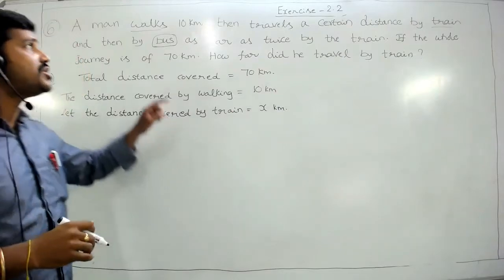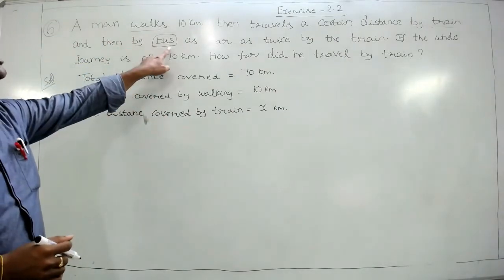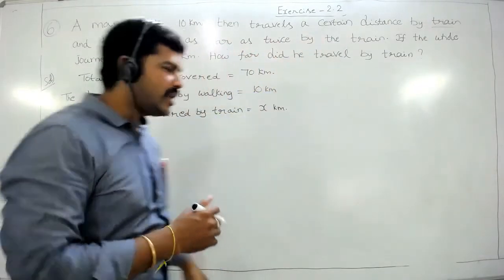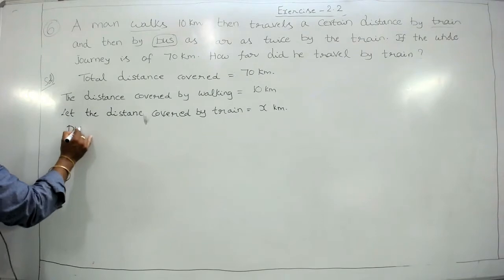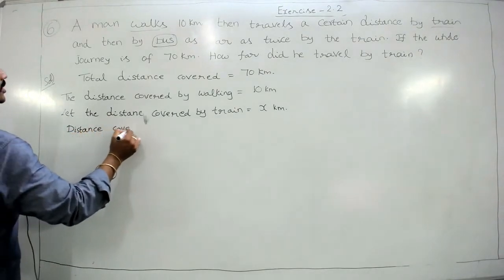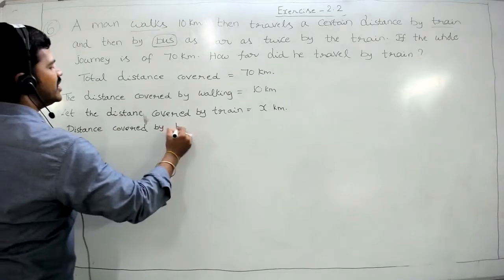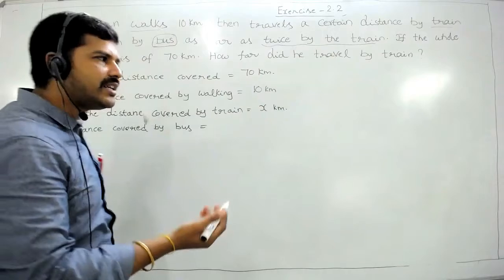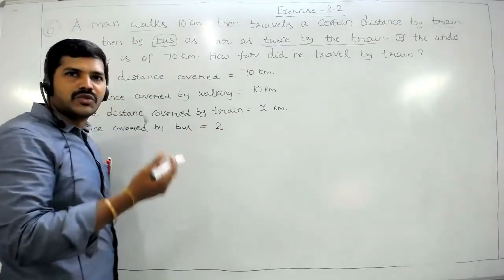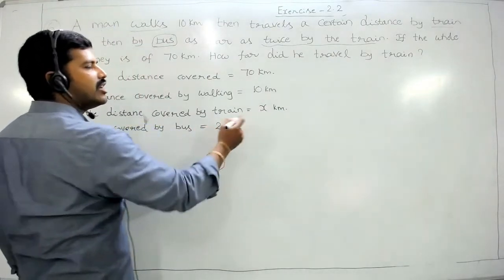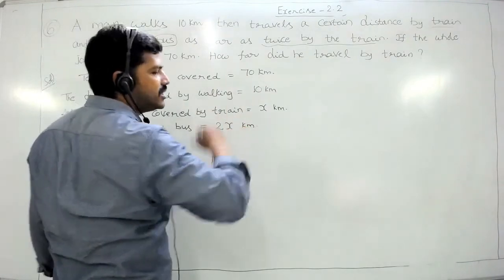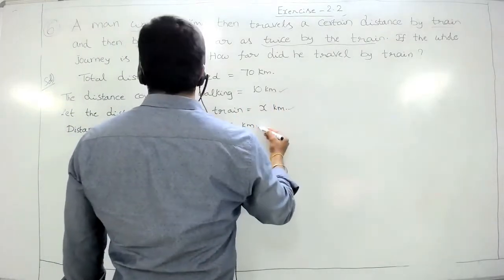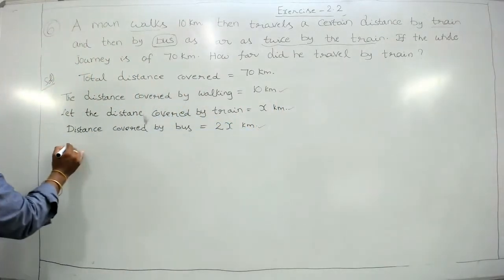Now try to understand the situation. Then how much did he cover by bus? Twice the train. So the distance covered by bus is equal to twice the train, that is, 2 times the distance covered by the train. How much is it? x. So 2x kilometers.